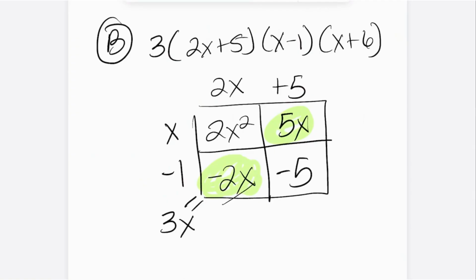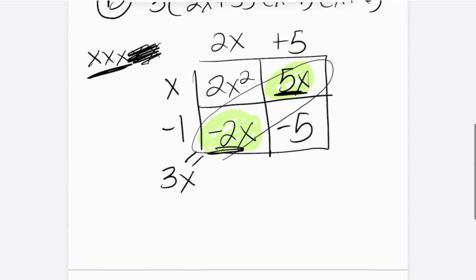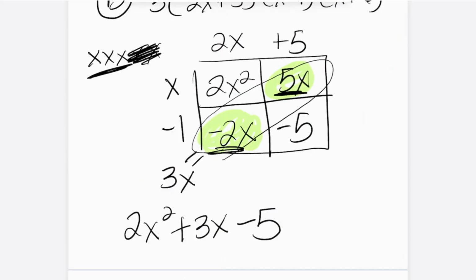And how you look at this, when it says 5x, you have 5 x's. 1, 2, 3, 4, 5. Minus 2x is you take away 2 of those x's. And how many do you have left? 3. So that's where the 3x comes from. All right, so now we're left with 2x squared plus 3x minus 5.